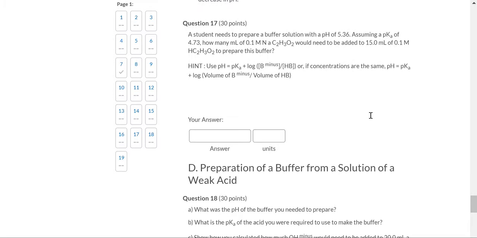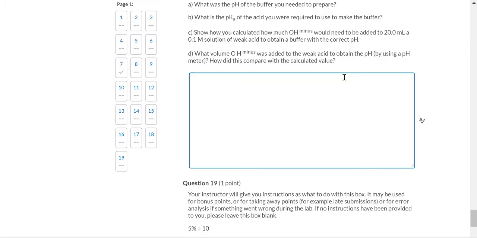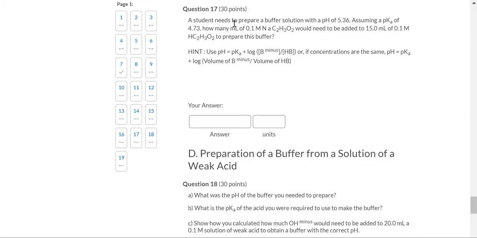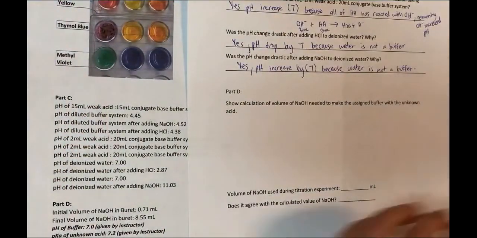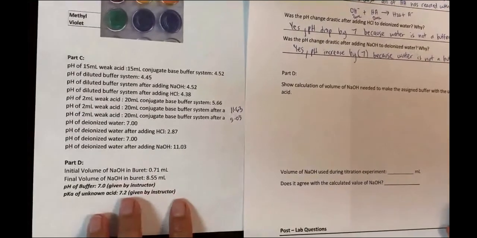Now part D here is separate. So I'm going to have to show you some calculations over here. Part D calculation is very different from question 17, which is still in part C, okay? So let's take a look at part D here. So part D, it says here pH of buffer.